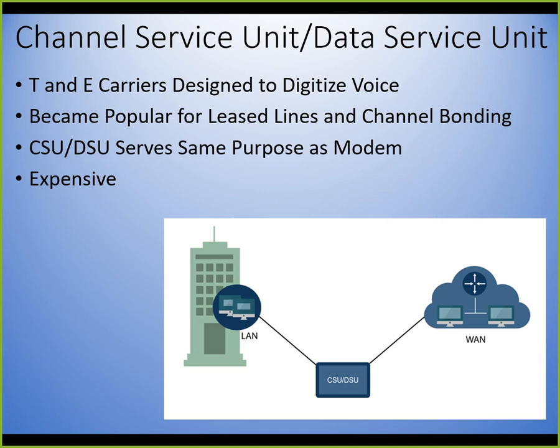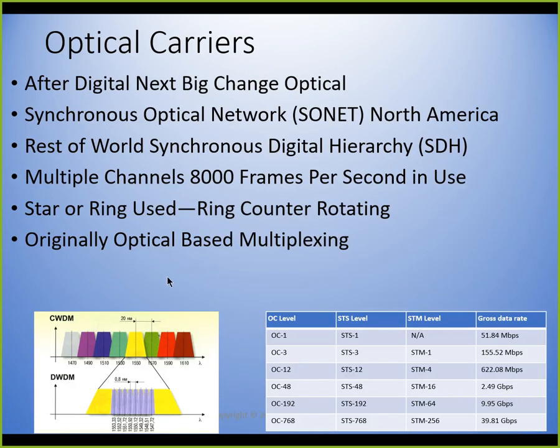The CSU/DSU prepares the signal for transmission on the internet. It serves the same purpose as the modem does. And again, leased lines are going to be fairly expensive, particularly with all the other alternatives that are available, like VPNs through the internet.